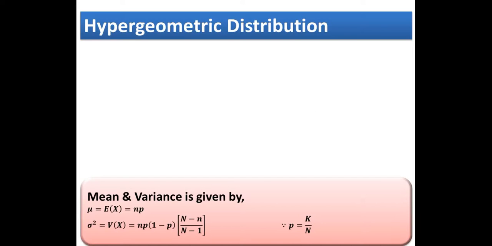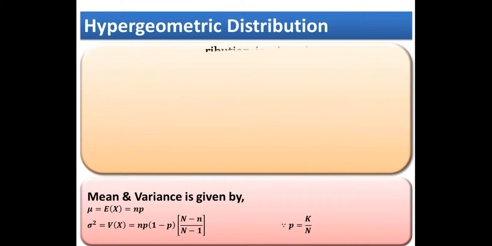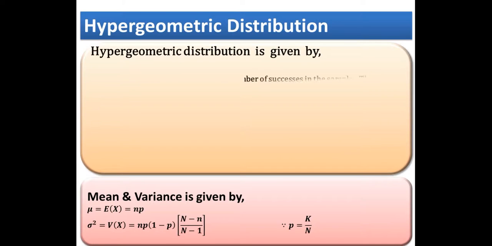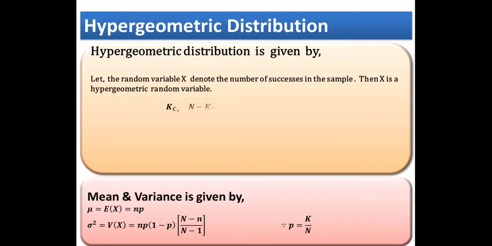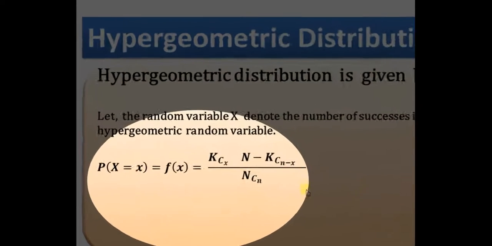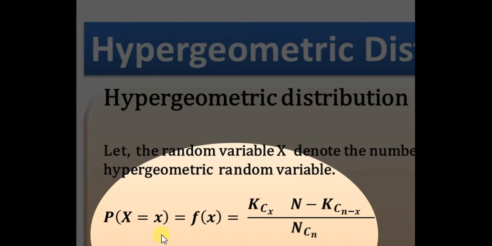Okay, so today we'll try to understand the hypergeometric distribution. Now, in this particular case, as we can see, the hypergeometric distribution is given by probability of x is equal to kCx times (N minus k)C(n minus x), divided by NCn.